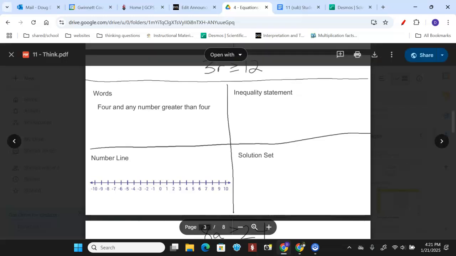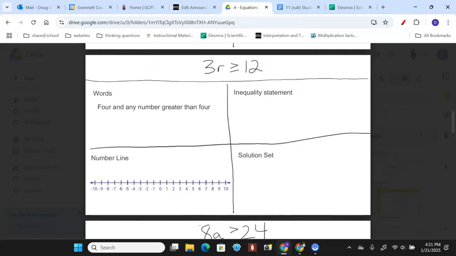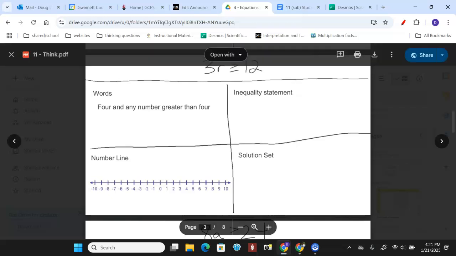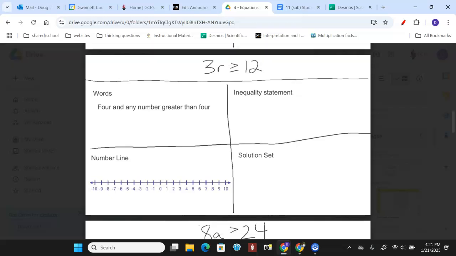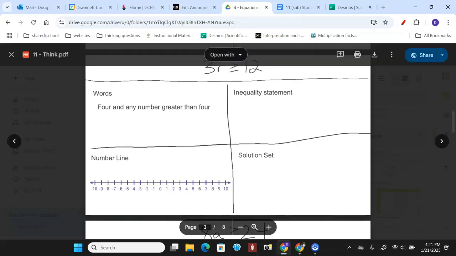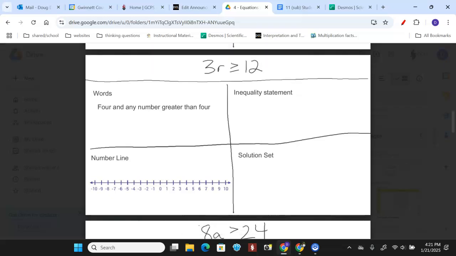I've given you the word version: any number greater than 4. I want you to find the inequality statement, the number line, and the solution set. If it were me, I would do the solution set first, then the number line, then the inequality statement, but y'all don't have to. So pause the video here so you can see the example, and when everybody at your table is ready, talking an example over together is really good for your memory and your understanding. So do that with your group now, and then unpause when you're ready.